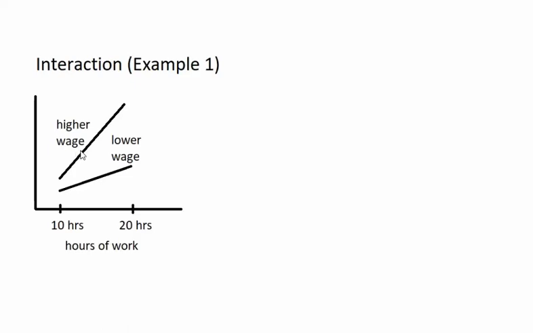So this line right here might be people earning $100 an hour, and this line down here is people earning $20 an hour. If you're earning $100 an hour, your income is going to go up much more by working 10 extra hours a week. And if you're only earning $20 an hour, your income isn't going to go up as much if you go from 10 hours to 20 hours a week of work. This would make non-parallel lines, and it would be an interaction. So in this case, you could say that hourly wage interacts with the effect of work hours on income.